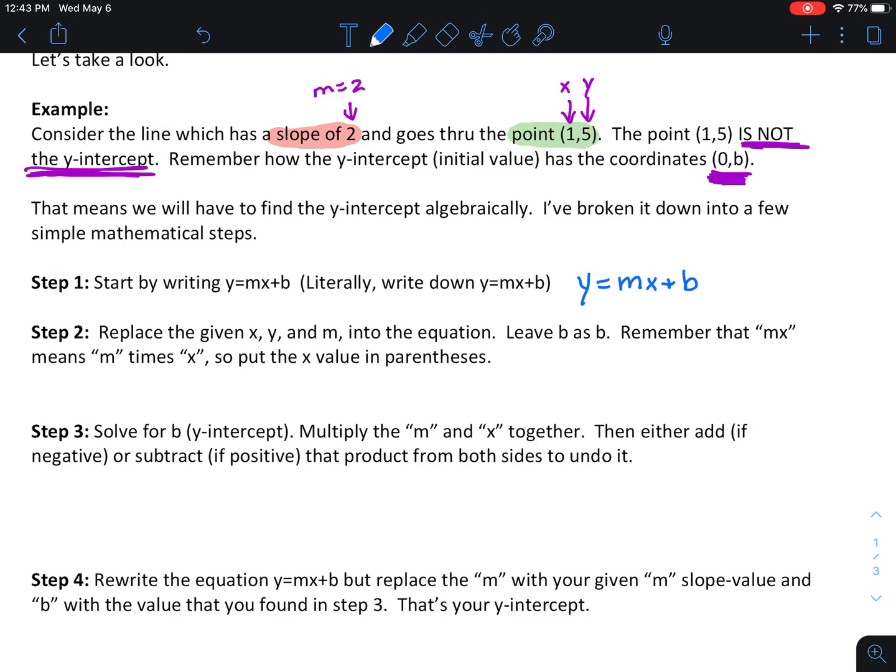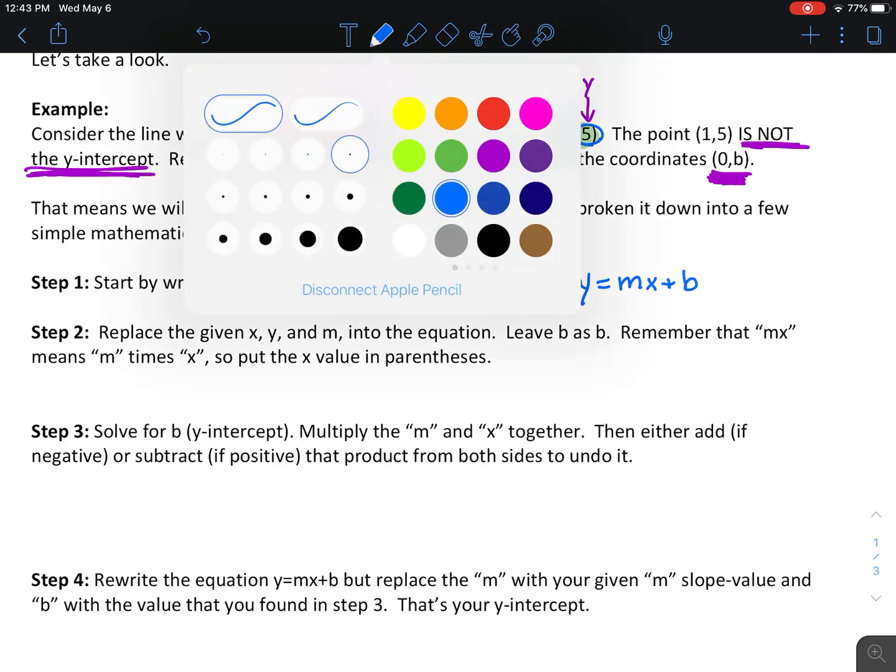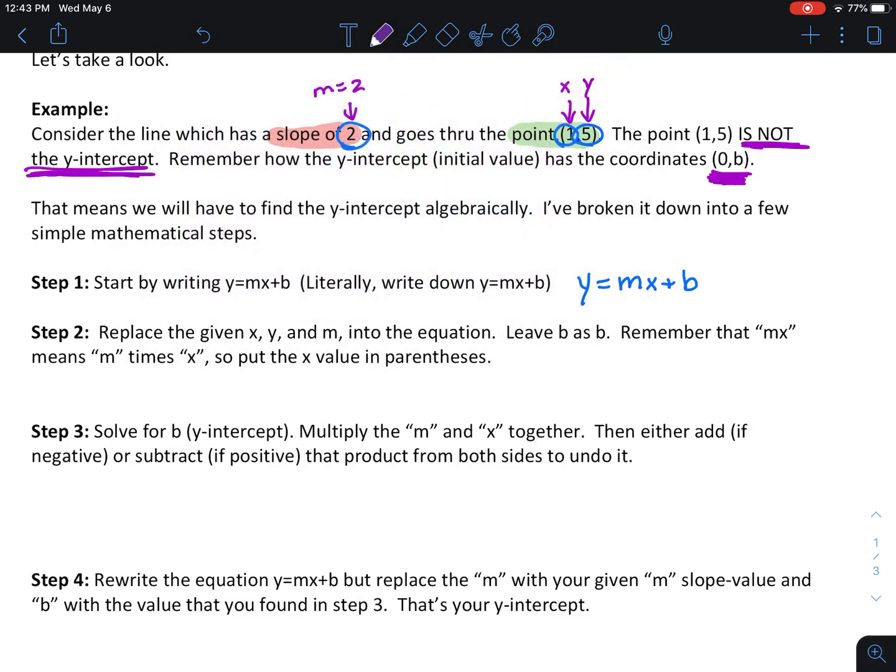Okay, so what I'm going to do is substitute the 3 numbers I know. I know m is 2, x is 1, and y is 5. I'm going to replace the y, the m, and the x with those 3 numbers. I'm going to leave b as b, and I'm going to put the x value in parentheses. So let's take a look at what that actually looks like. Do you remember what y was equal to? Y was equal to 5.